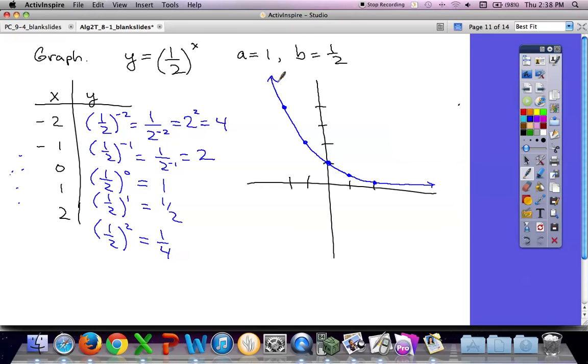Right? Well, first, the basic shape of the graph now, it's decreasing from left to right. So when the b is less than 1, that's called exponential decay. Right? That is exponential decay. b less than 1 is exponential decay. It's decreasing.